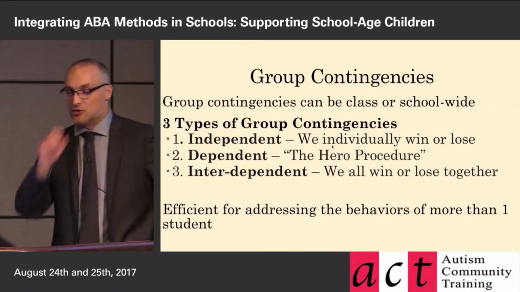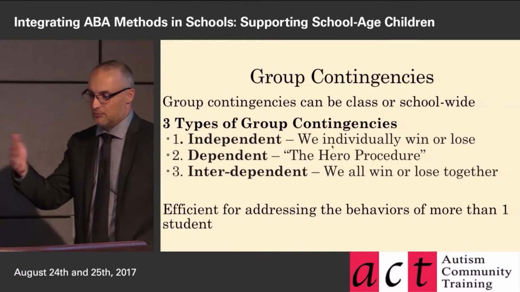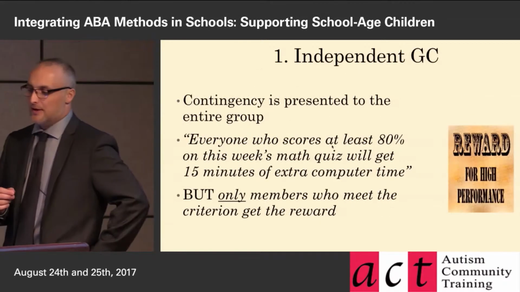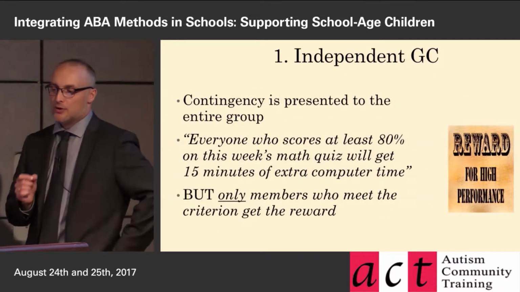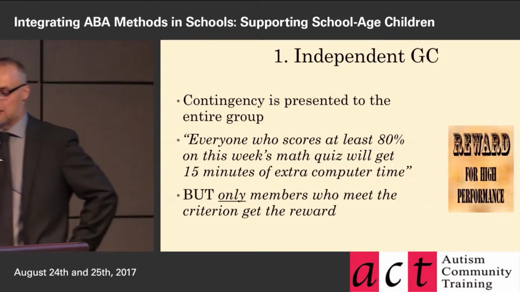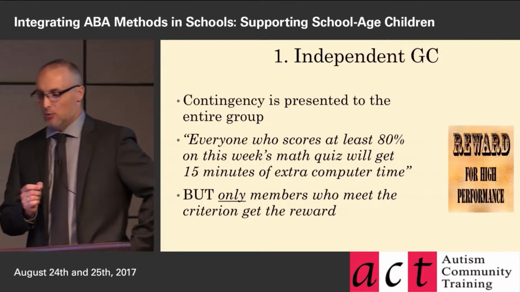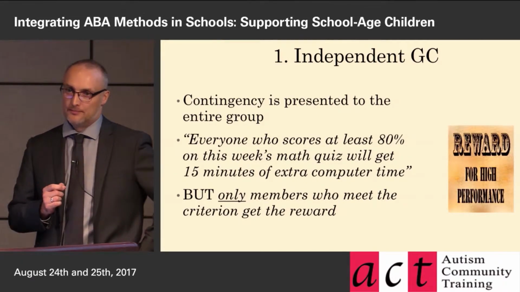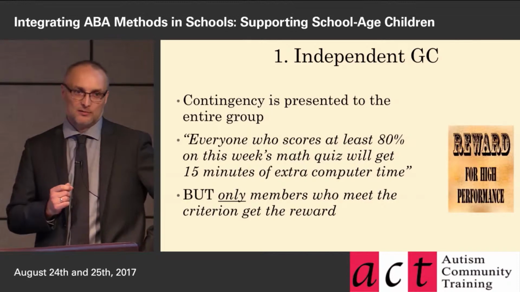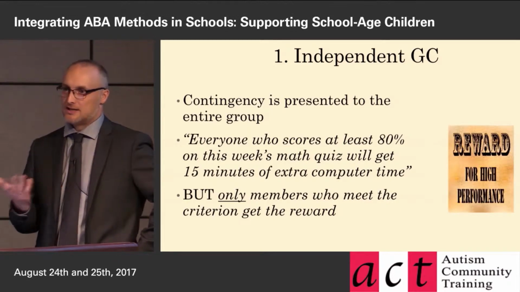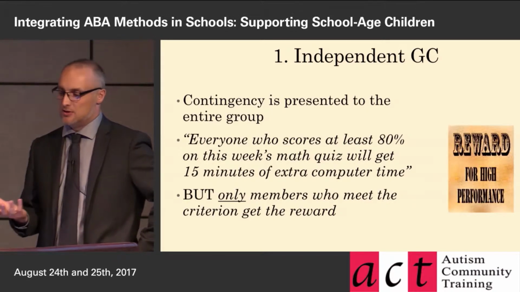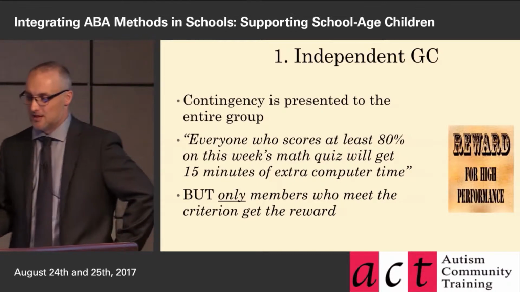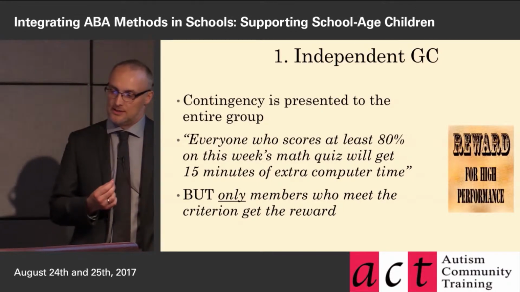Independent, which means we individually win or lose. So for example, well, let me run through these with examples. Independent group contingency. Everyone who scores at least 80% on this week's math quiz will get 15 minutes of extra computer time. So you're just competing with yourself. And anyone who meets that criteria gets the bonus. And if you don't meet that criteria, you don't get the bonus, right? That's an independent group contingency.